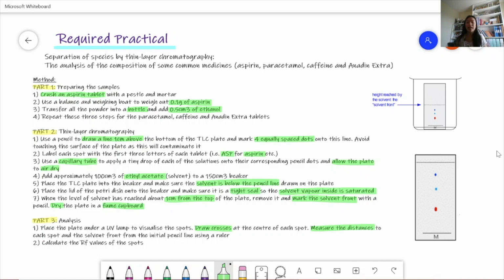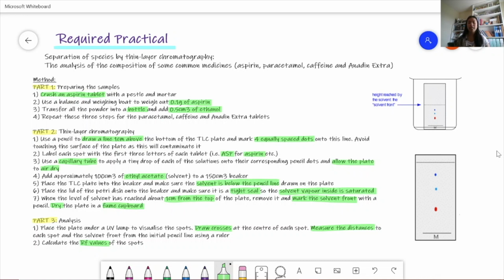And then we calculate the RF values. So that would be using the equation RF equals distance traveled by the spot divided by distance traveled by the solvent. So on the diagrams, on the first one on the right, that's what it would look like when we have the plate inside the beaker.